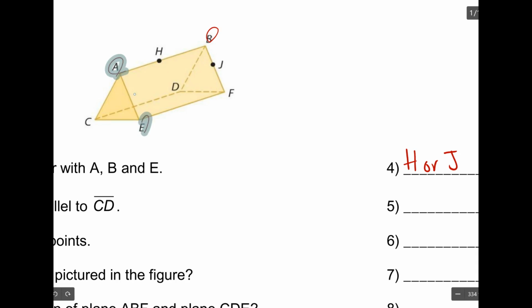Let me erase this. CD is right here. So I need a segment that's parallel to it. What did you say? EF. Okay, and it's a segment. So am I putting arrows at the top of this? No, just a line, because it's a line segment.